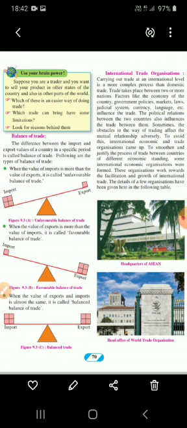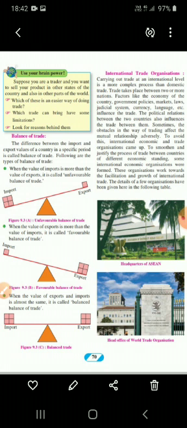So take out page number 70, left side we can see balance of trade. Understood? So see the paragraph. The difference between the import and export values of a country in a specific period is called balance of trade. So underline this definition. The difference between import and export values of a country in a specific period is called balance of trade. Following are the types of balance of trade. So here we will see what are the different types of balance of trade.